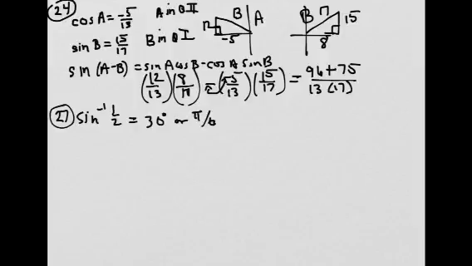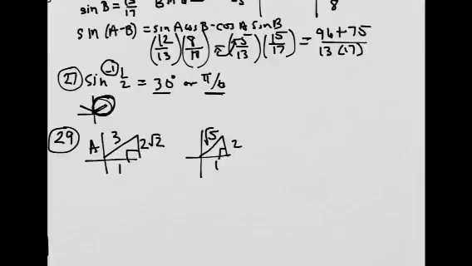Now you might say to yourself, well, sine is positive here and here. Why is there only one answer? The reason is because it's the inverse function. And for an inverse function, there is only one answer. And if it's a positive ratio, it's going to be the one in quadrant 1. So that's why it's 30 or pi over 6.